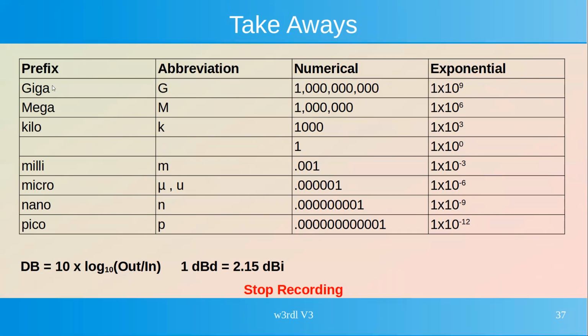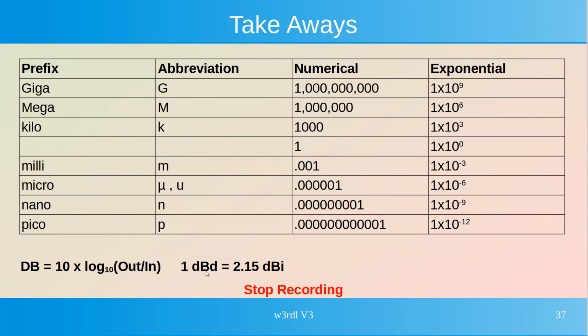You just need to remember these relationships for the prefixes. And they're all factors of 1,000, either going up or going down, so you're shifting the decimal point 3 places at a time, depending on which way you're going. With a little practice, it won't be hard at all, but a lot of people have trouble with that. You need to remember the formula for dB. And this other one we didn't talk about.